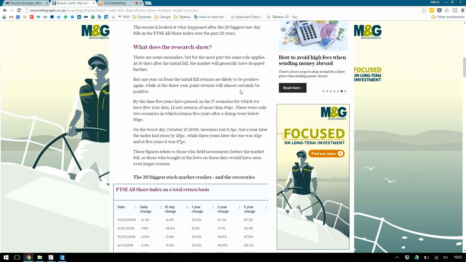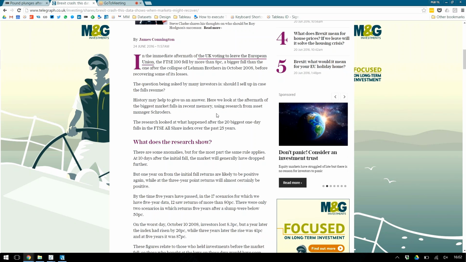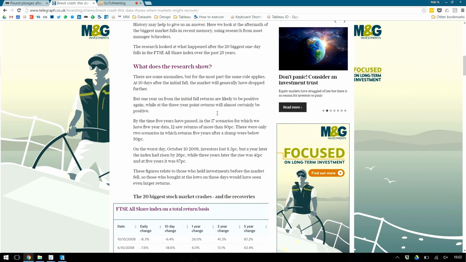This one today as well. And it talks about the 20 biggest crashes in recent history in the FTSE 100 index. And there is one big table showing all that information. So the view catches up.